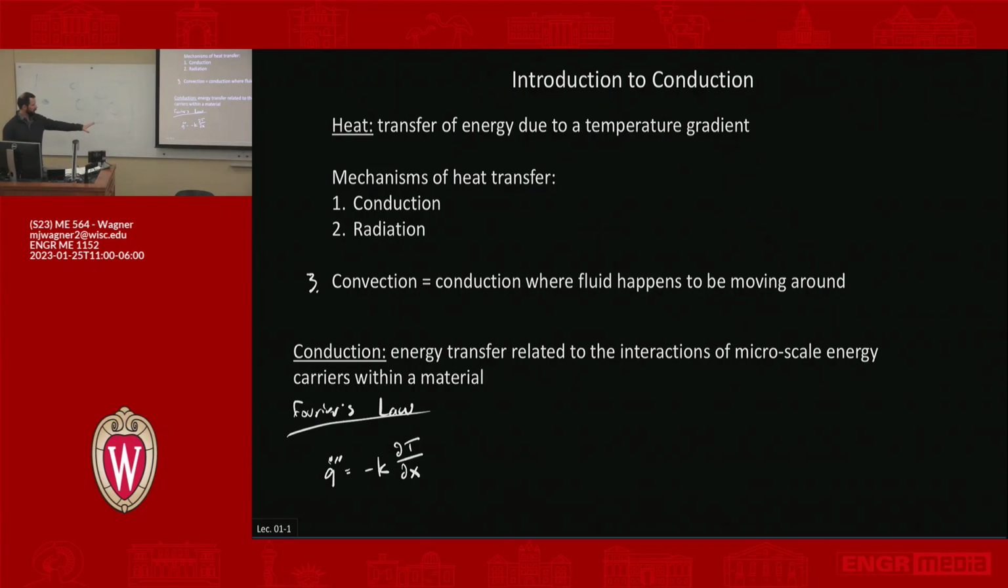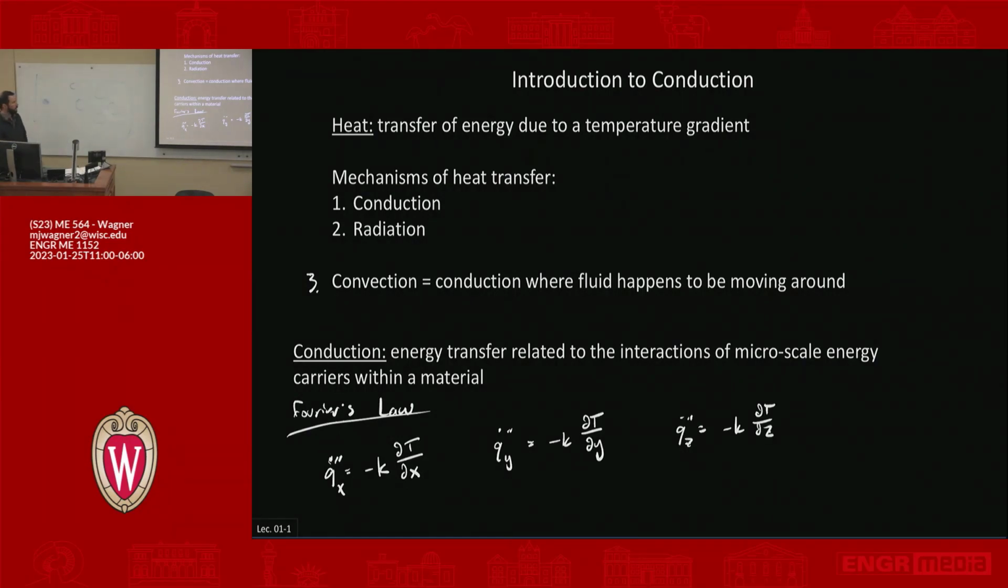So we have this rate equation, Q dot double prime equals minus K dT dx, where K is the thermal conductivity. It's important to note that this is heat transfer in the x direction. We can equivalently write something for heat transfer in the y direction: Q dot y double prime is equal to minus K partial T with respect to y. And the same thing for z: Q dot z double prime equals minus K dT dz.